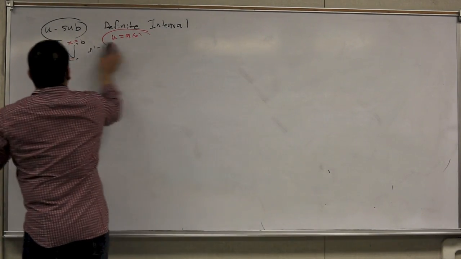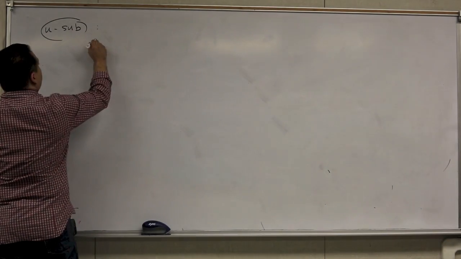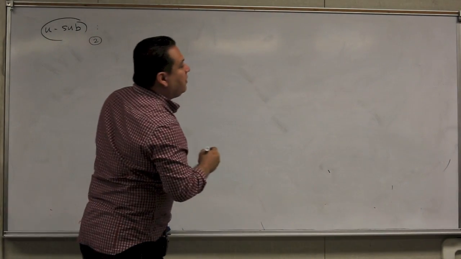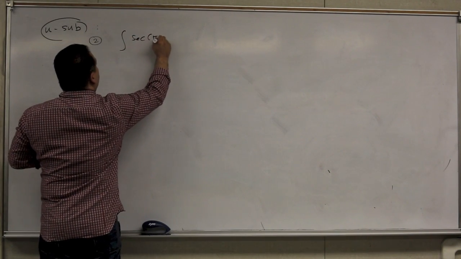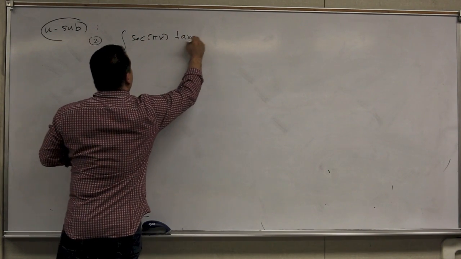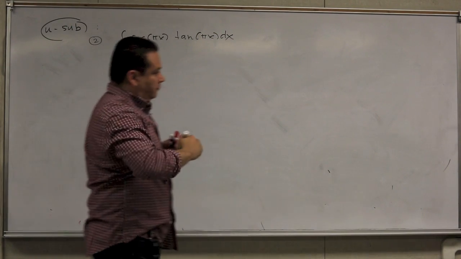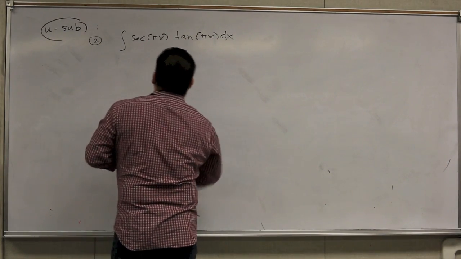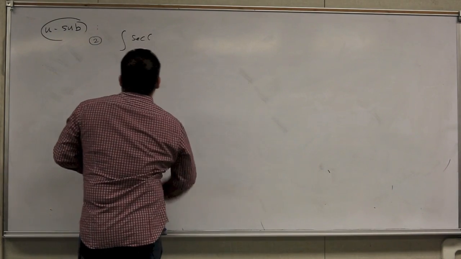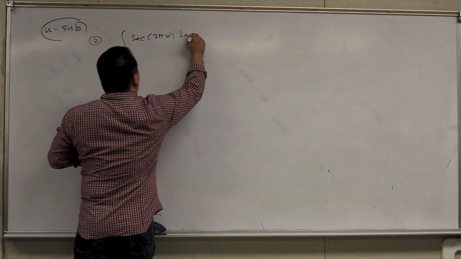So, anyway, let's try this out. Let's look at example number 2. We could kick these out. We could do them in our sleep, right? Secant, what is this? Tangent dx. Let's go through our procedure. Oh, 2 pi x. Good. Secant 2 pi x, tangent 2 pi x.